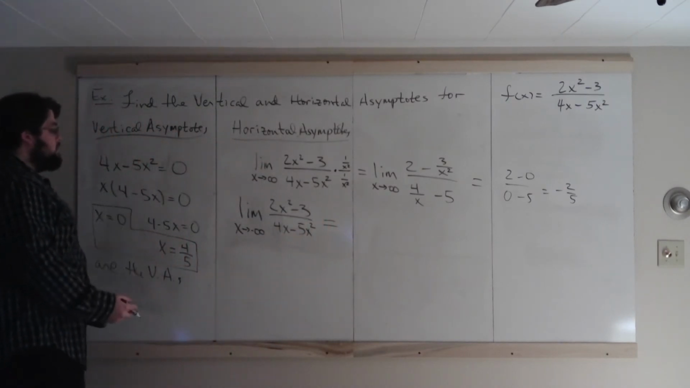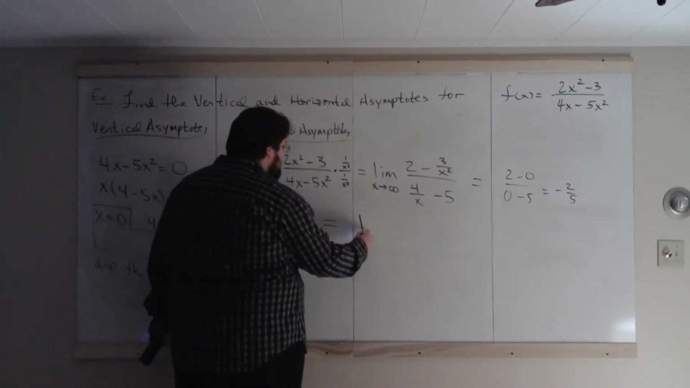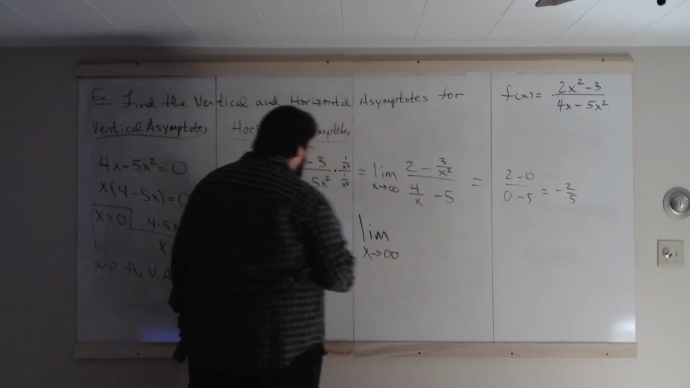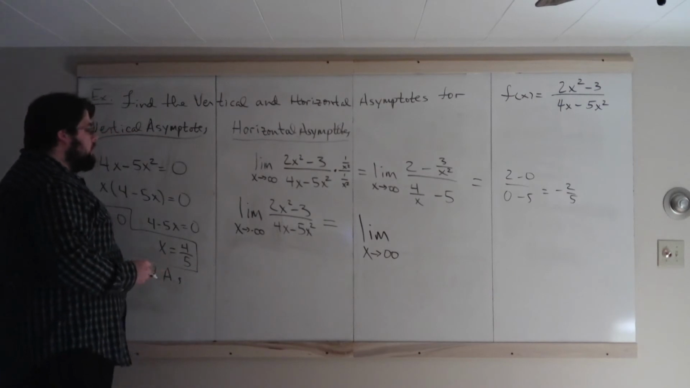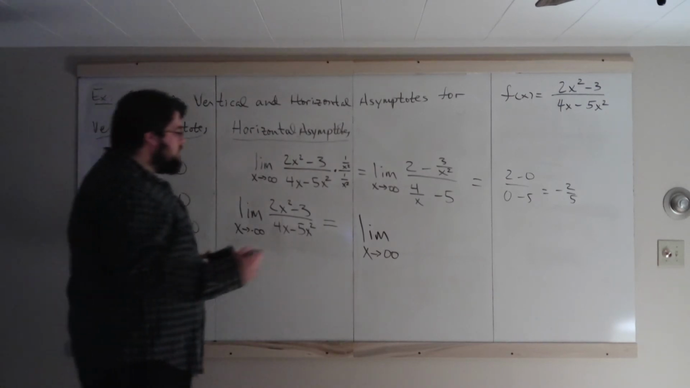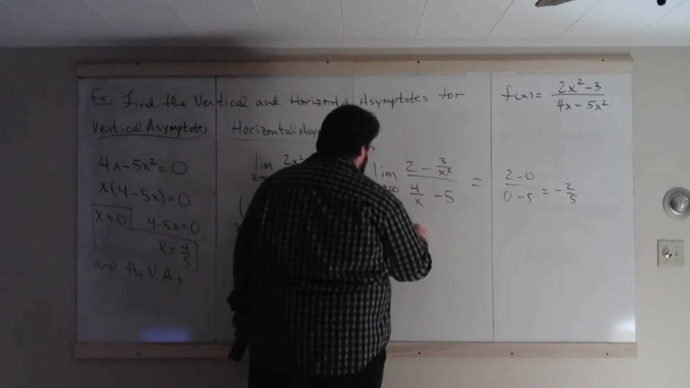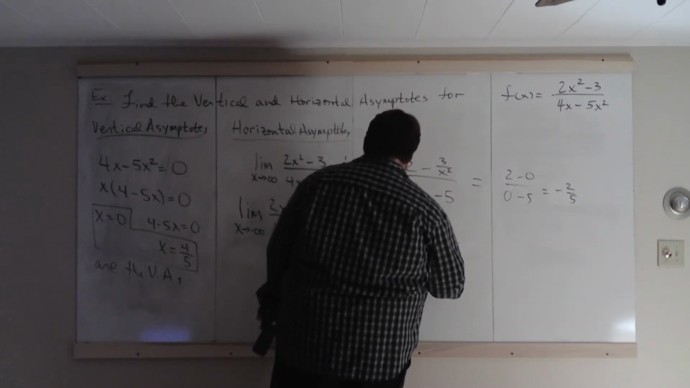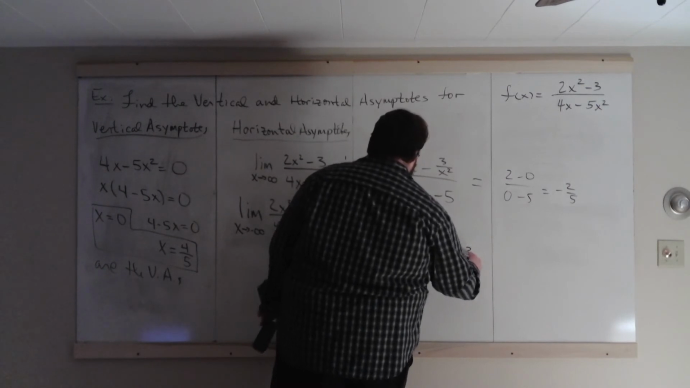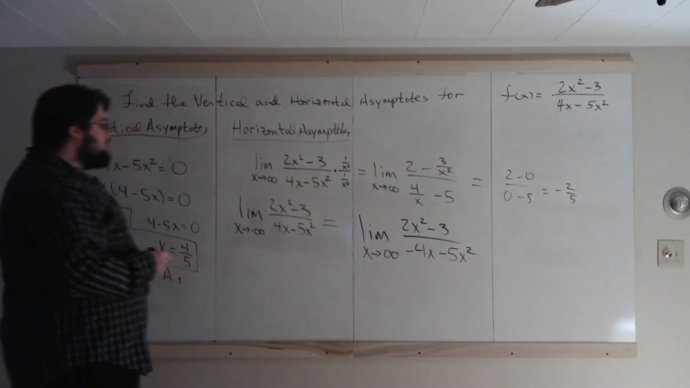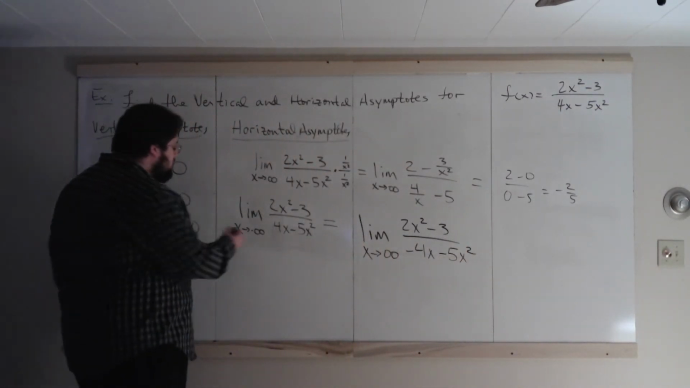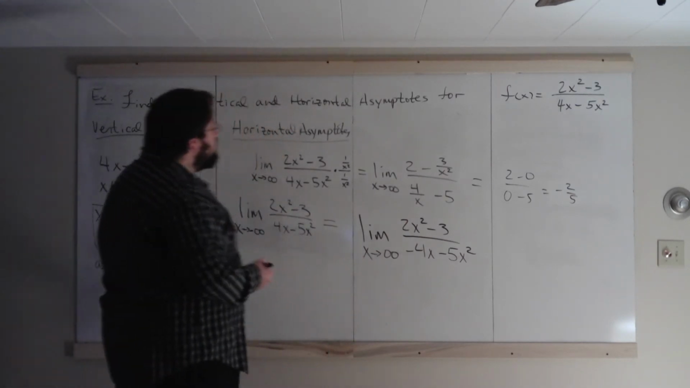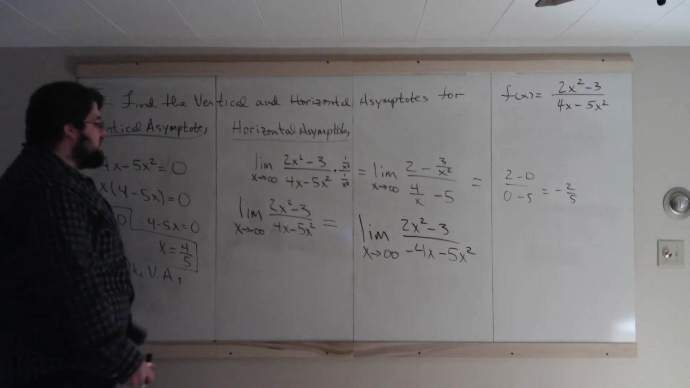is transform this limit into a limit as x goes to positive infinity. And how will we do that? Well, we replace all x's with negative x. Did we replace all x's with negative x? Because notice we have limit as x goes to negative infinity here, and limit as x goes to positive infinity there. So we better have replaced all x's with negative x.